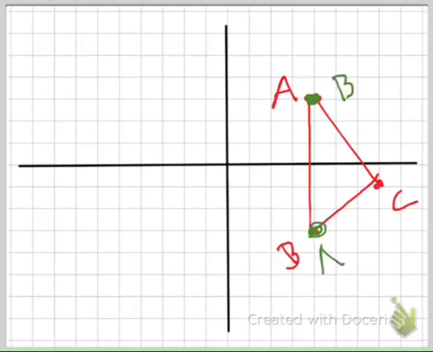Notice that they went in different directions, and that's okay. They don't all have to go in the same direction, but they all have to cross the axis. If one goes one way and the other ones go the other way, that's fine.